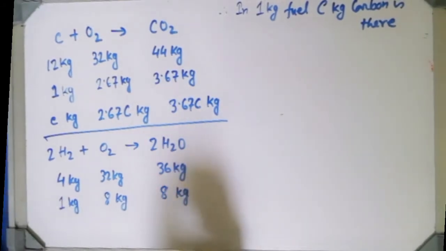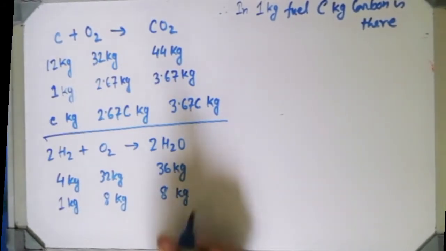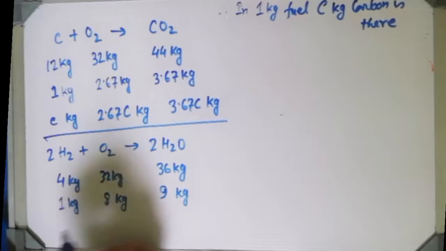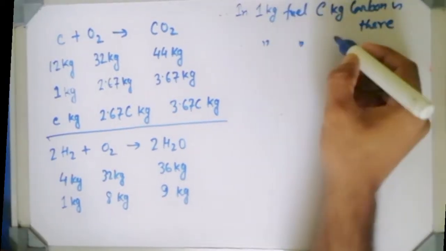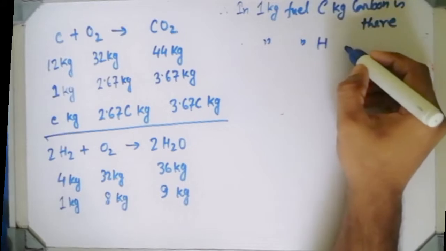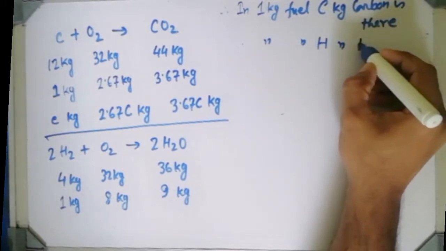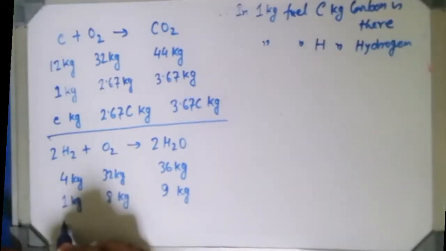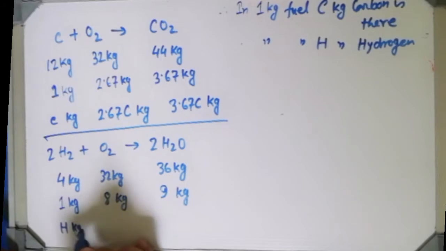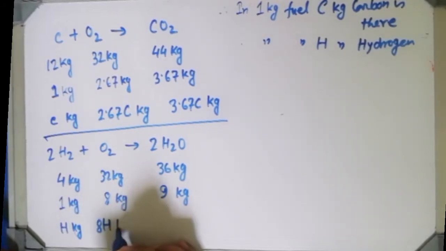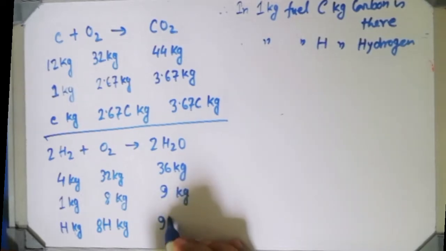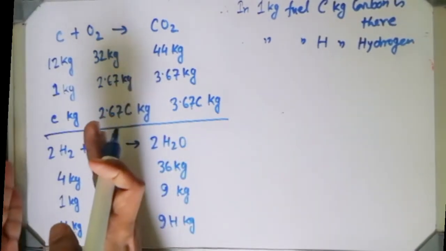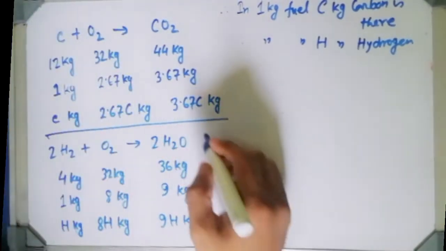If I am making any mistake anywhere, then please mark it. Oh, sorry, 4 to 9, right? Now it's right. Again, I am considering that in 1 kg of fuel, hydrogen is H kg. So for H kg of hydrogen, it will be 8 H kg of oxygen, and 9 H kg of moisture will be produced. Left hand side obviously is the reactant, and right hand side is the product, we know.